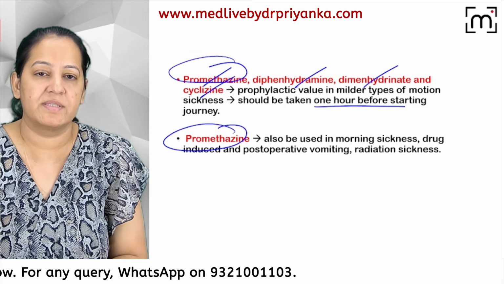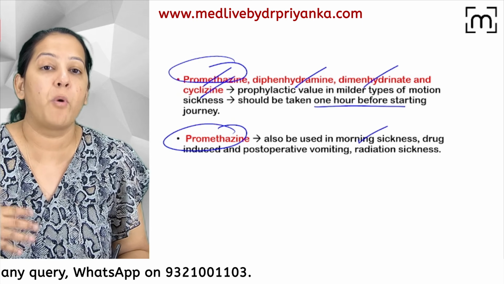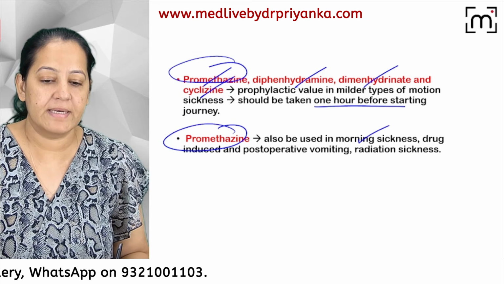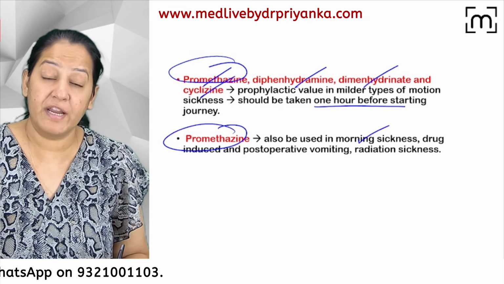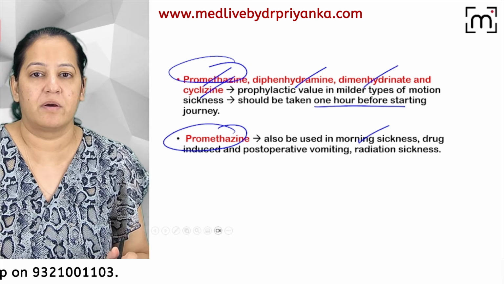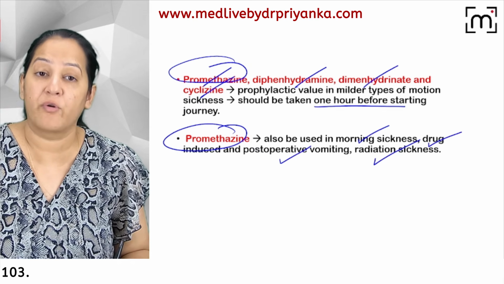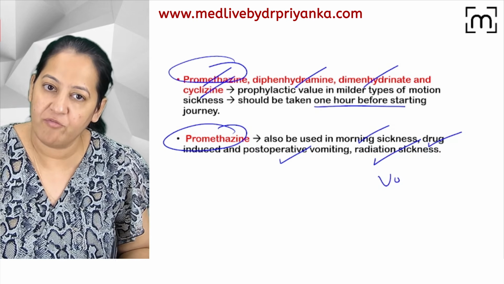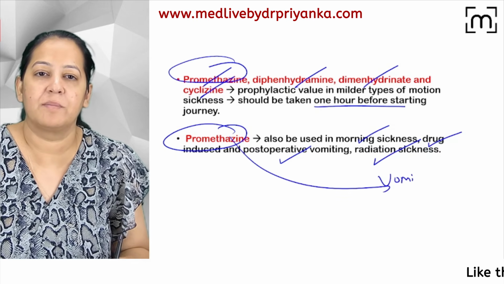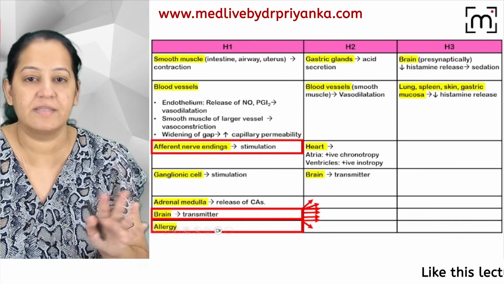It is used for motion sickness, but along with motion sickness, it is used in morning sickness also. Morning sickness is the vomiting during pregnancy. Here also the same mechanism occurs. So morning sickness or drug-induced vomiting or post-op vomiting or radiation-induced vomiting, any kind of vomiting, we can use promethazine, but the remaining ones are used only in motion sickness, not others.